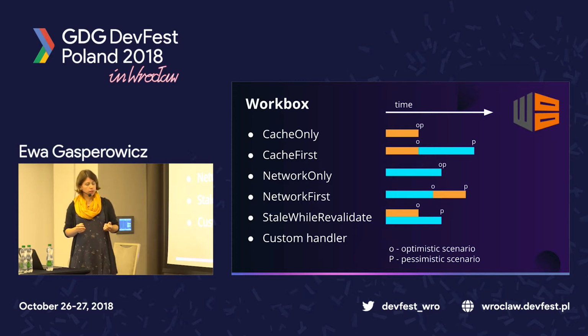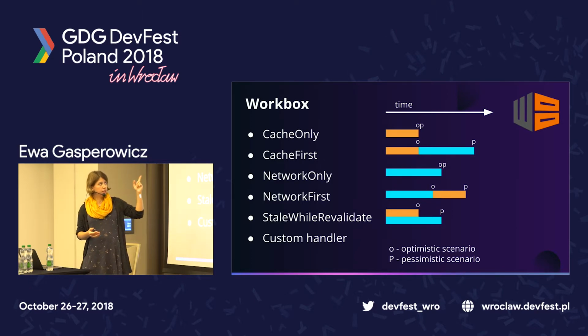So in case of cache only, it's pretty nice because both optimistic scenario and pessimistic scenario is really fast. You get your content to your page very fast. The disadvantage is, if this content is not in the cache or it's stale, the user will never know there is new content on your server. So you can do it only with the resources that you're 100% sure they won't change in future. For example, if you have a versioned hash in your CSS, you know that this file will never change. If it changes, the whole URL will change, right? So then it's a good strategy for that.